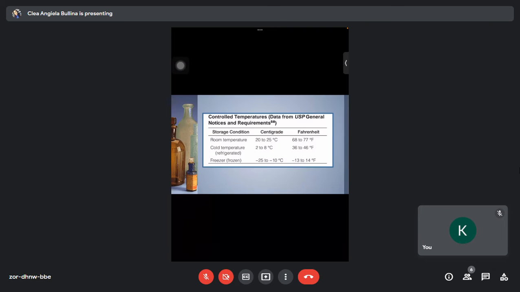So, this next table, we have talked about the temperature monitoring. So, ano-ano ba yung mga storage conditions ng ating mga products? Okay? Or ng ating environment mismo. Okay? So, ito yung mga parameters, or ito yung storage condition with its corresponding temperatures in degrees centigrade and Fahrenheit. So, ito yung class, ito yung standard.